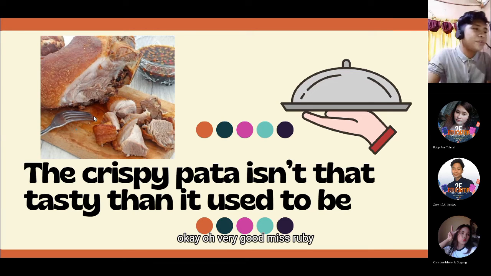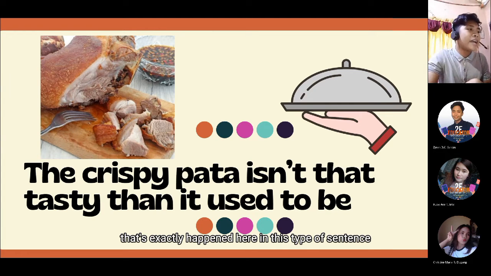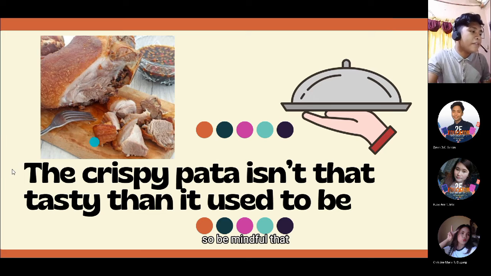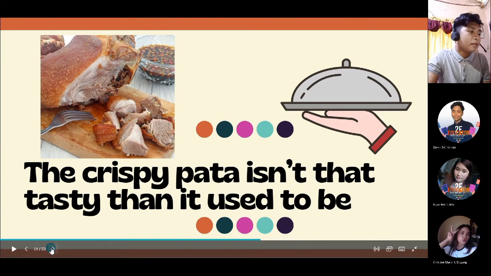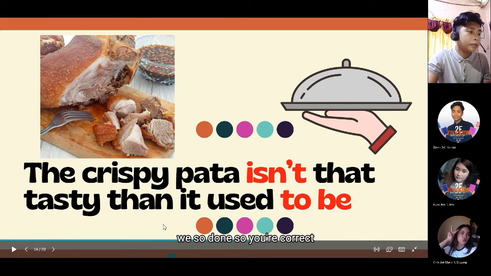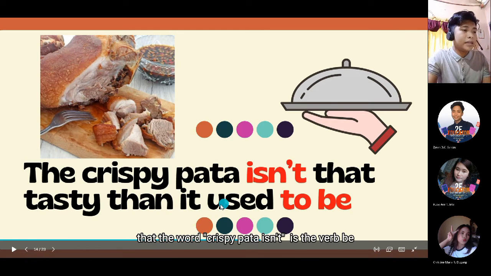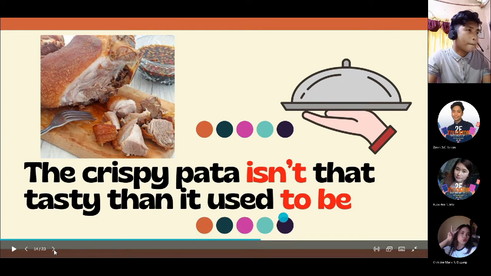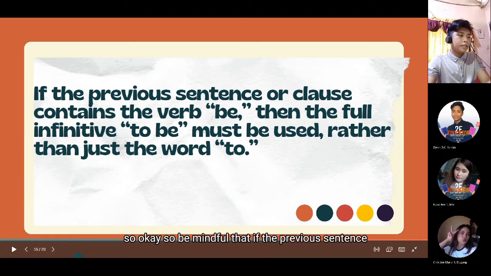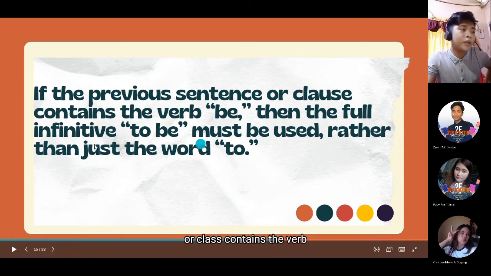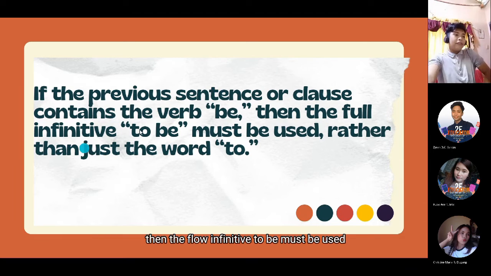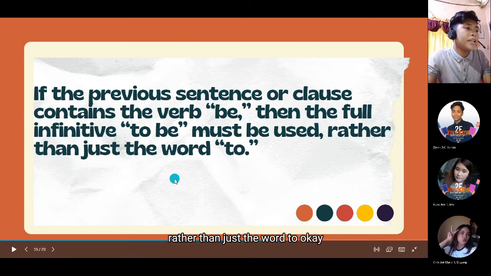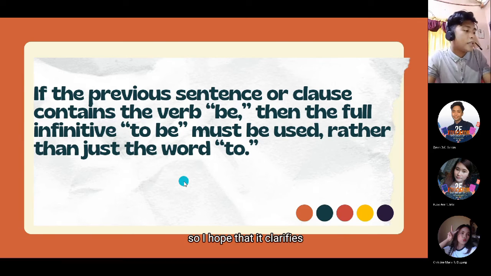Oh, very good, Miss Ruby. That's exactly what happened here in this type of sentence. So you're correct that the word isn't is the verb be and to be is our shortening infinitive. So be mindful that if the previous sentence or clause contains the verb be, then the full infinitive to be must be used rather than just the word to. So I hope that it clarifies.